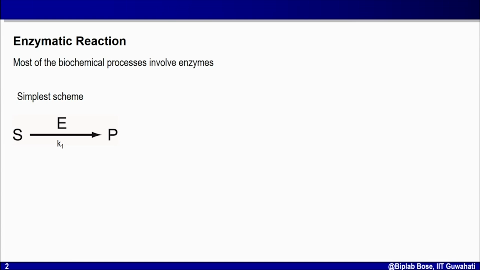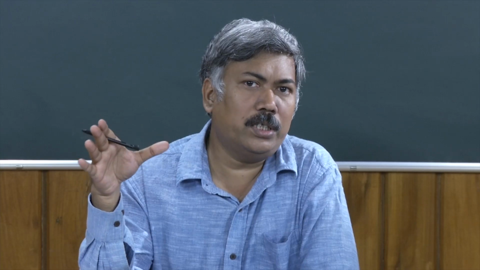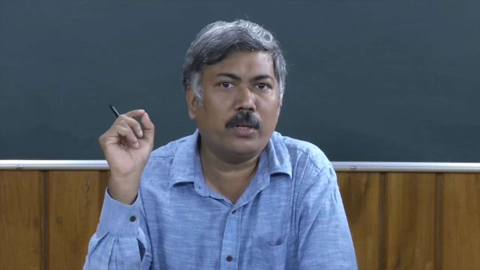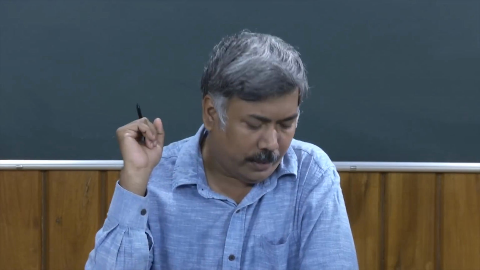Now remember, this is an enzymatic reaction. That means we have to remember that the enzyme E is not getting used up in this reaction, because initially it will form a complex with the substrate, and then eventually it will be free again and the product will be formed. So the concentration of enzyme does not get changed in the long run by this process. That we have to keep in mind. That means if I have to write an ODE for the enzyme, I will not include this process in that ODE.